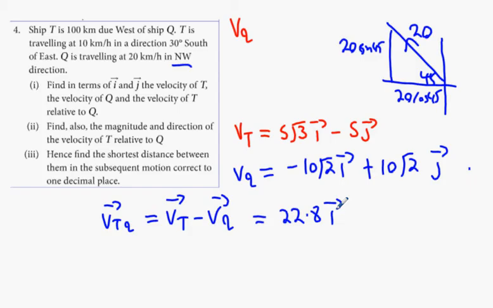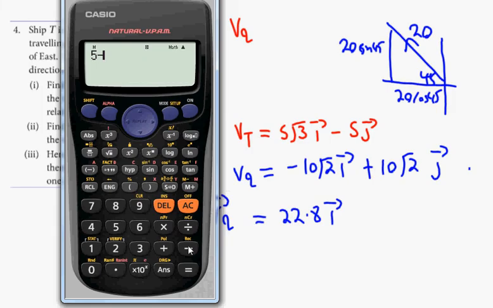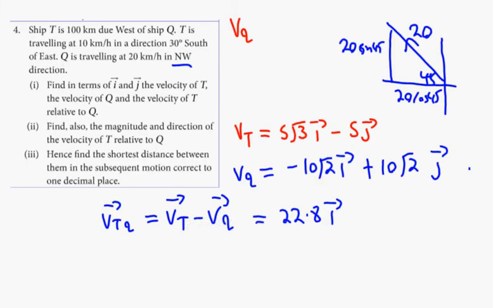And the other two, 5j take away 10 root 2. What do we get there? Oh, sorry, both negative, aren't they? Minus 19.14. We'll just do two decimal places, so minus 19.14, okay? Find the magnitude and direction of the velocity of T relative to Q.